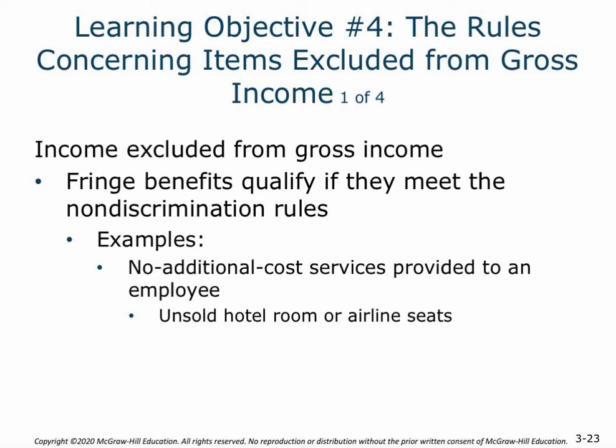Objective 4, the rules concerning items excluded from gross income. Income excluded from gross income is going to be fringe benefits. That's one example, and they qualify if they meet non-discrimination rules. An example of this might be no-additional-cost services provided to an employee.